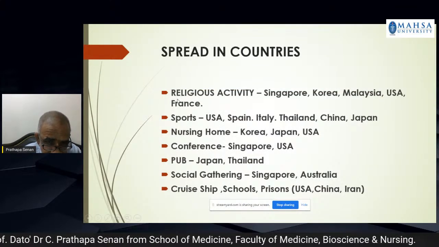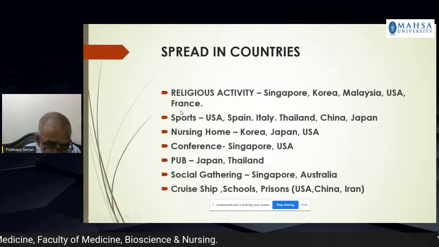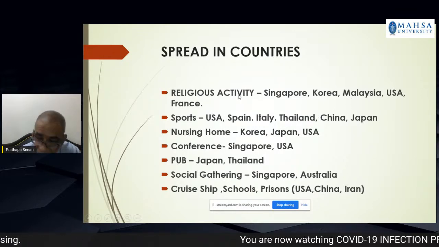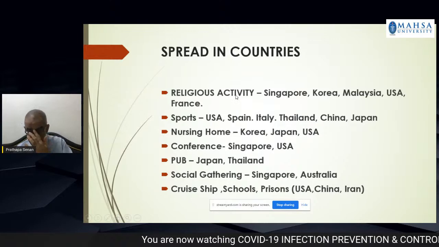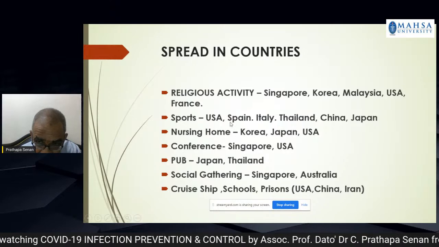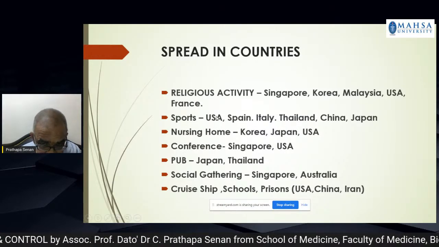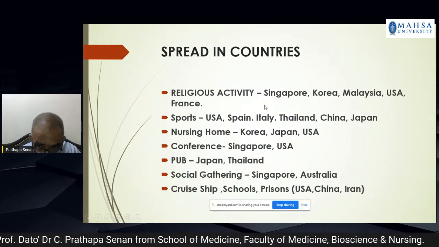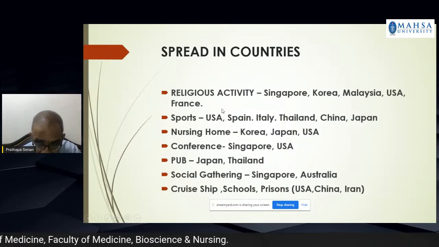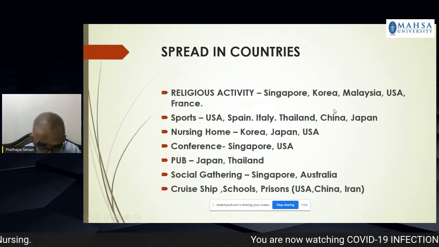Spread in countries. Okay, religious activities: Singapore, Korea, Malaysia, USA, France. The first major outbreak in our country was due to a religious gathering, and because they didn't know where they came from, it took time to identify the contacts and look for cases, and that made the first outbreak spread, but it has been well controlled now, and new cases have come up because of the election in Sabah. Okay, that is the next wave that has come up.